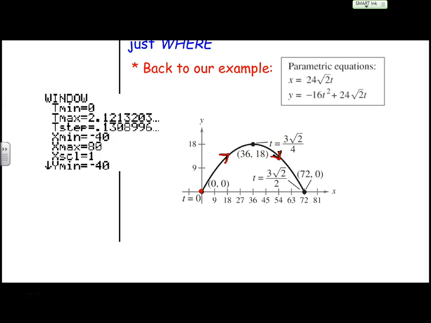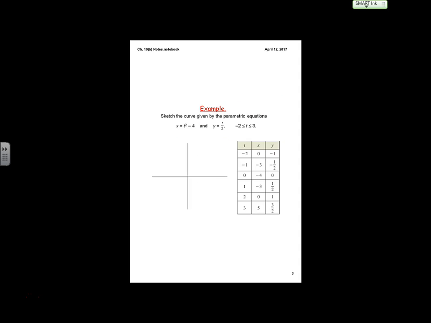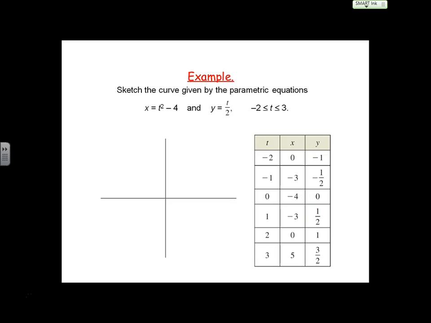Put little arrows in. And guys, your graphing calculator does that because it shows from beginning to end. It graphs from the smaller t to the bigger t. So the direction it graphs is the direction that we show with our little arrows. So what if I was to give you something like this?